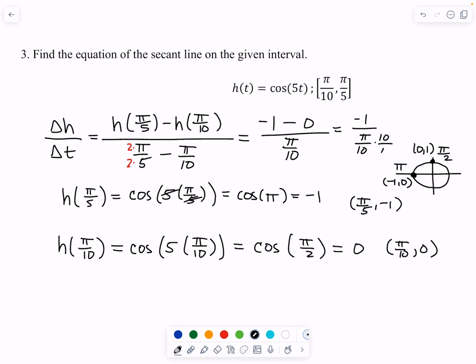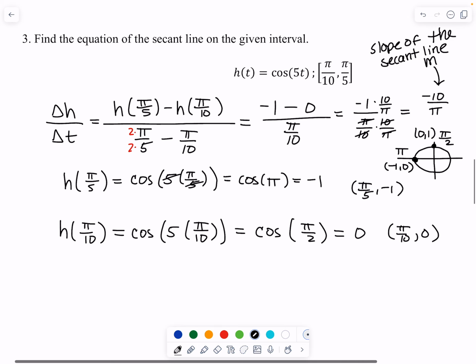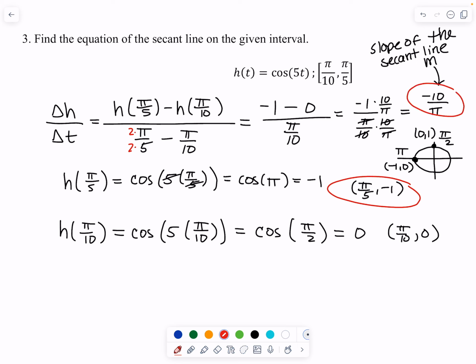I'm going to multiply by the reciprocal. And if I multiply -1 by 10 over pi, I get -10 over pi. So again, this is the m. This is the slope of the secant line. So now I'm going to take that with one of my points. So let's maybe take this point, and this is my slope.